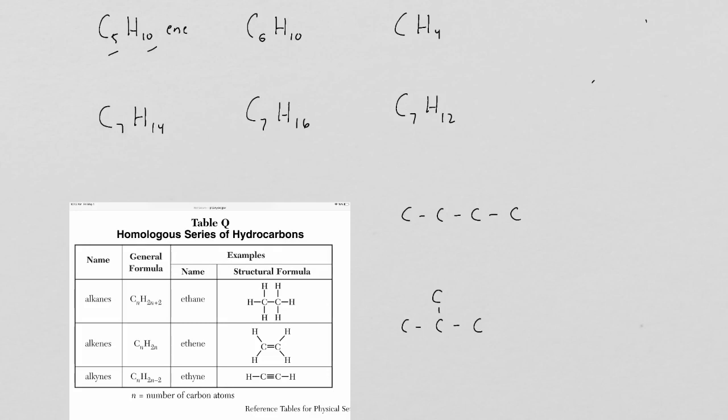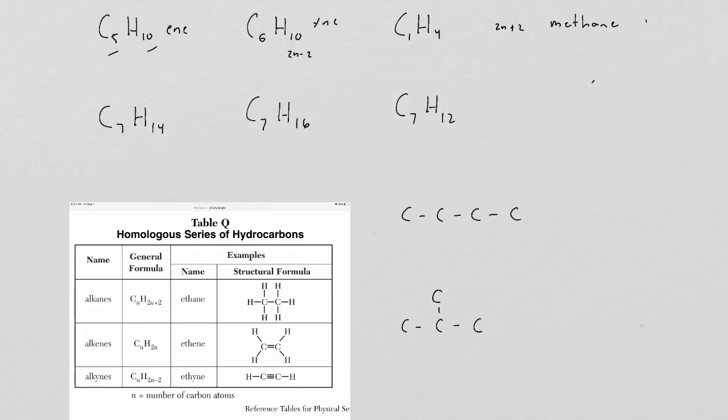C6H10, well, that's 2 times 6, so this is 2n minus 2, because 2 times 6 would be 12, minus 2 gives you 10. This is an alkyne, right? And that's also unsaturated. CH4, let's check it. If it was 2n, you'd have 2 hydrogens, right? But you have 4, so that's 2n plus 2. This is an alkane. This is methane, right?